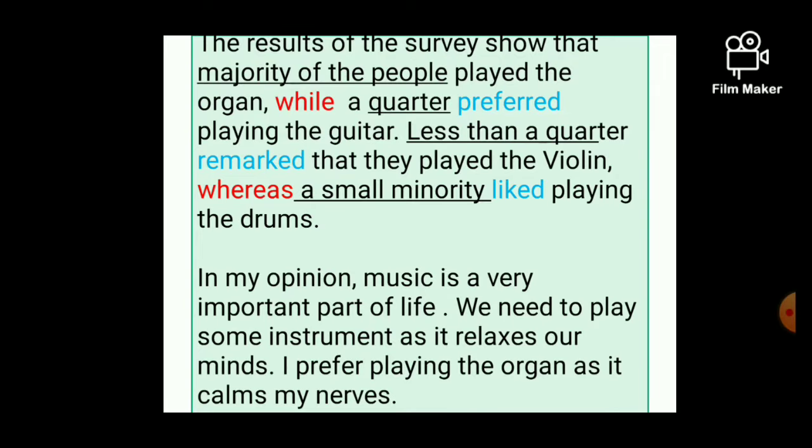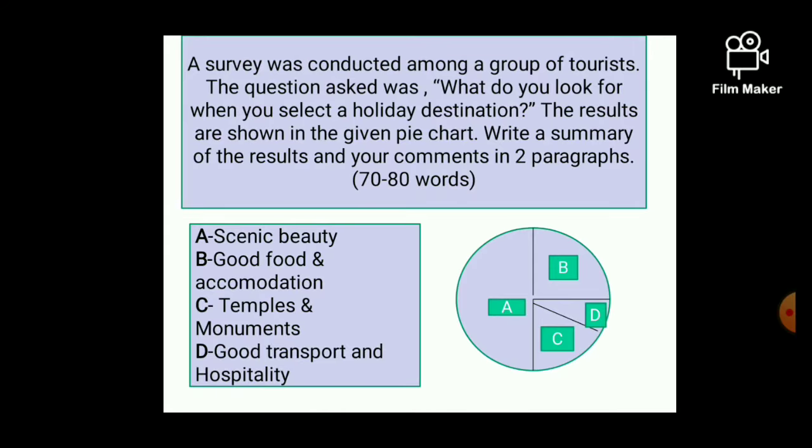Okay, coming to the second paragraph. Now this is basically on your opinion. What is your opinion? In my opinion, music is a very important part of my life. We need to play some instrument as it relaxes our minds. I prefer playing the organ as it calms my nerves. So basically this is your opinion, and you need to concentrate on this paragraph, because the first paragraph everybody can write. It's your second paragraph that should make a difference. Okay, now this is the second one. This you should try, and try it out and see if you can do it.